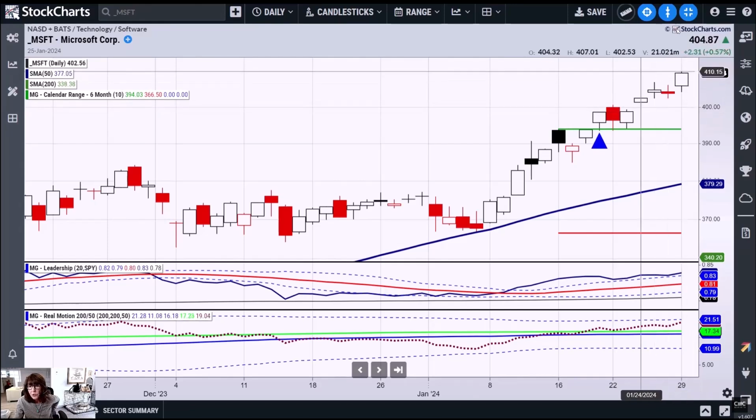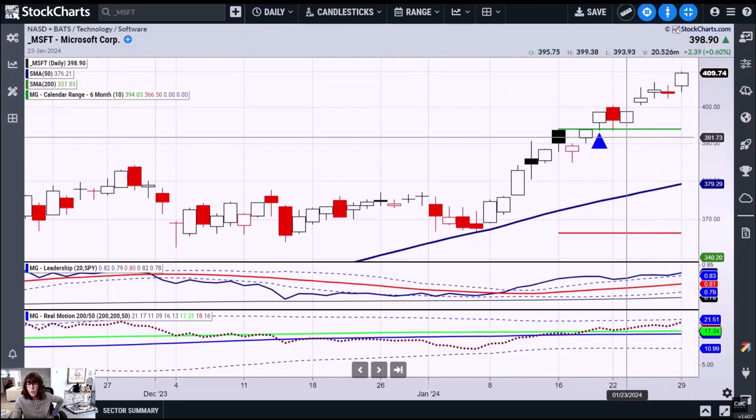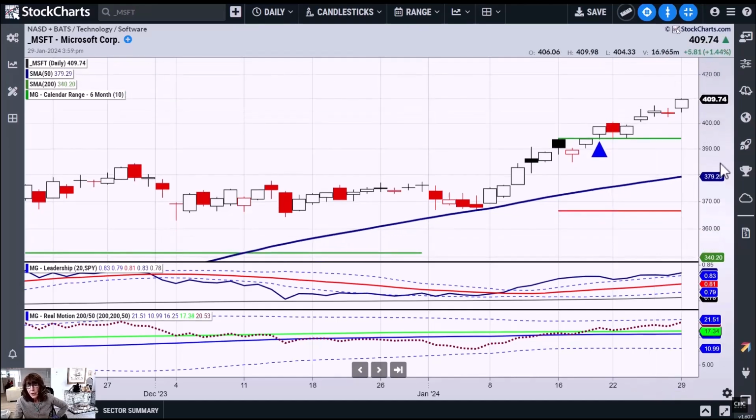Clearly, you can see here the high of this day was 407. So that's going to be your first pivotal number to look at. Under 407, we may see it go back down to around 402, possibly even that 395 where the calendar range broke out of. If it holds above that 407 number, and here we are at 409, it may just chop around ahead of earnings. And like I said, 450 to 485 I think would be a decent target.